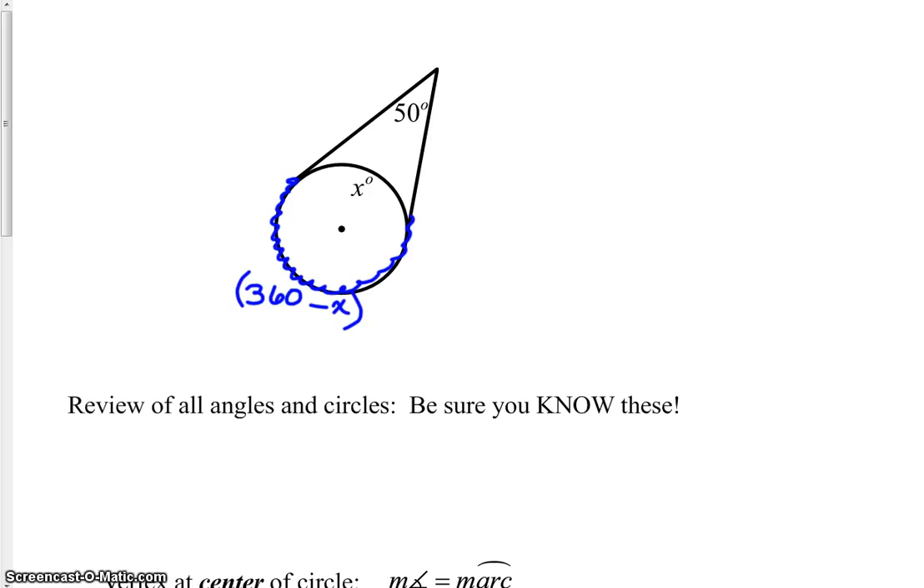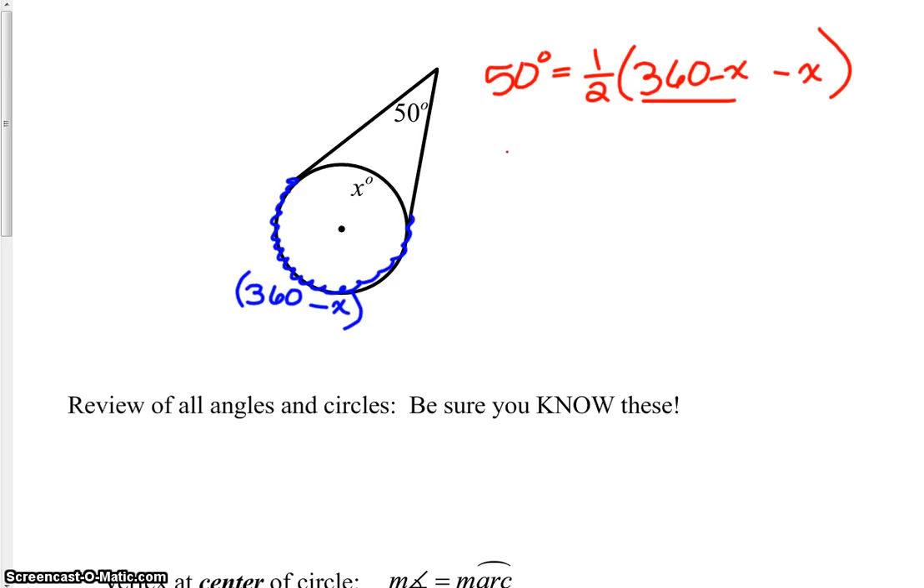So as we set up our problem, we're going to have 50 degrees equals 1/2 of 360 minus x, that's the far arc, and then minus the near arc, which means we're going to be subtracting another x. So what I have is 50, let's multiply by 2. Let's get rid of that fraction.